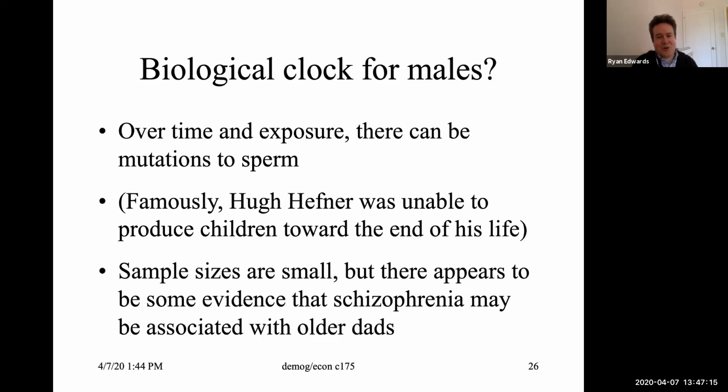Sample sizes are small. There is some science here, and the story is that, for example, schizophrenia may be associated with older dads because of a particular kind of mutation or heredity. So it's not that this is totally silly. It's just maybe more hype than it probably should be.